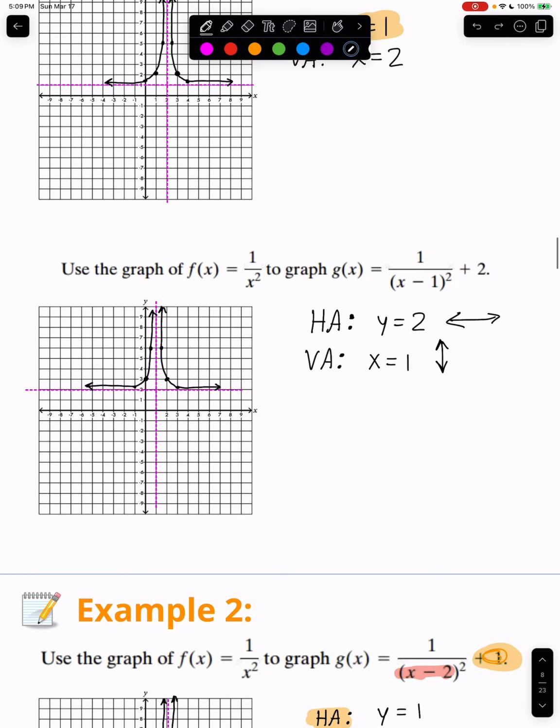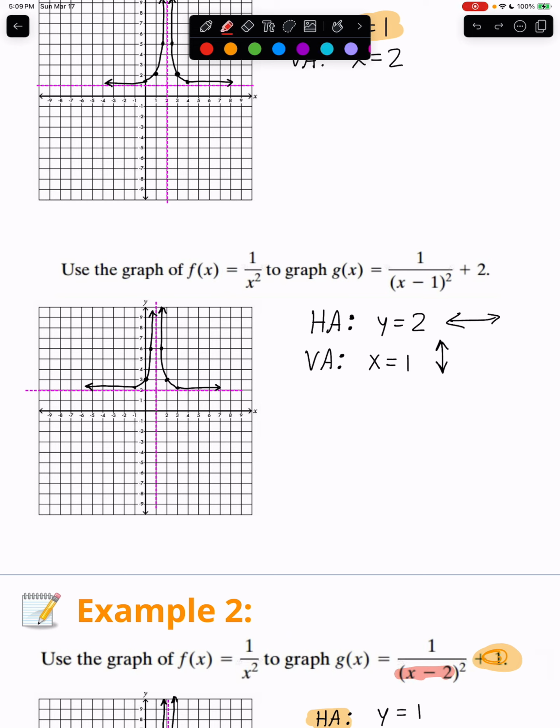So remember, the 2 is your horizontal asymptote, and the x minus 1 will be your vertical asymptote. So your graph should look like this. Then it's 1 over x squared. And we're going to try now to do 1 over x. So we're going to practice this with 1 over x now.